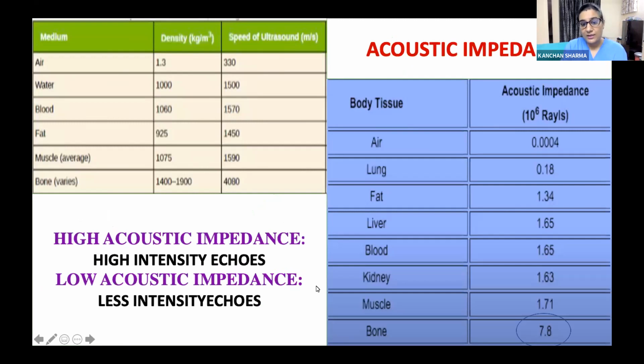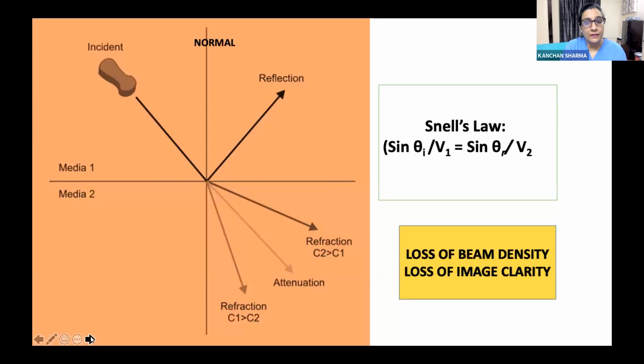These are the acoustic impedances. If you want to remember, it is fine. If not, that is also fine, but just remember one thing: bone has the highest acoustic impedance and muscle is 1.7, right? Okay. There is something called refraction. That is also a thing which results in the loss of beam density. So what exactly is this?